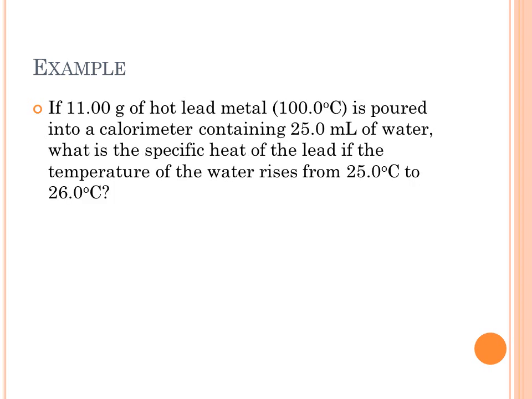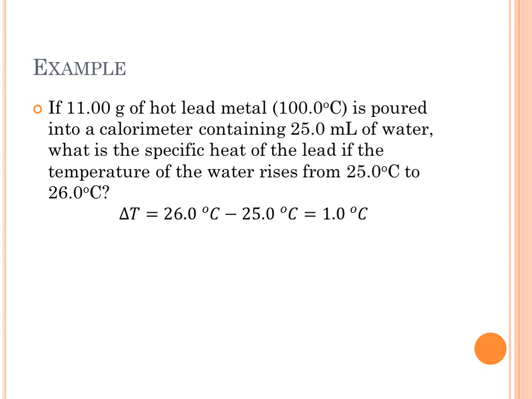Now let's look at a different example. Here is a common way of determining the heat lost and gained, and using that to determine the specific heat of an unknown metal. In this case, we'll determine lead. So 11 grams of hot lead metal, 100 degrees Celsius, is poured into a calorimeter containing 25 milliliters of water. What's the specific heat of lead if the temperature of the water rises from 25 to 26 degrees Celsius? So not a big specific heat on the lead. You'll find water will be much bigger than most metals.